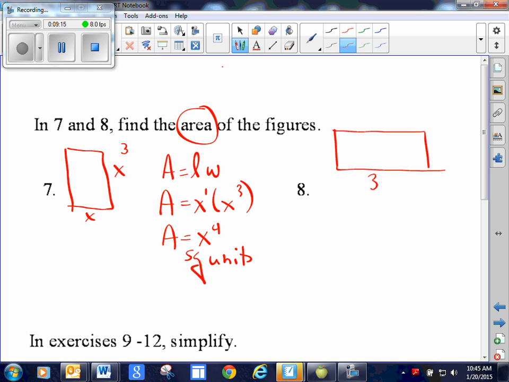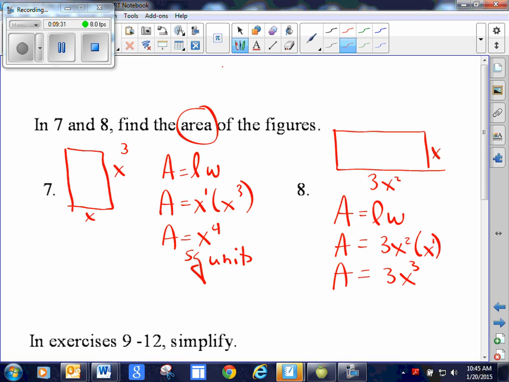I think we have 3x squared and x. Again, it's a rectangle, length times width. 3x squared times x. Area is 3x to the 3rd. Don't forget, this is the ghostly one. Square units. I think I threw one more figure up at the tippy top. I'll do it up here. It's this triangle.